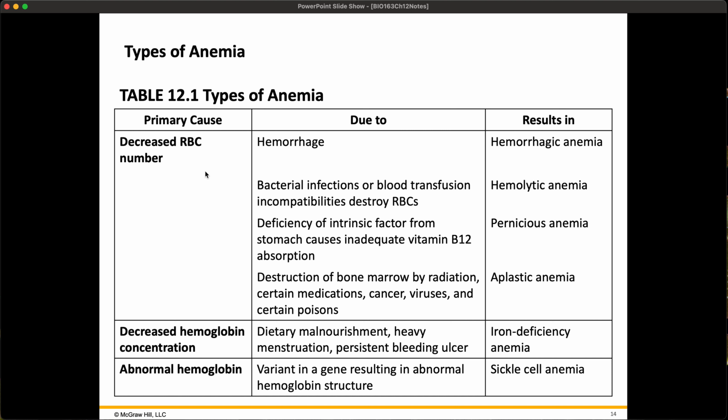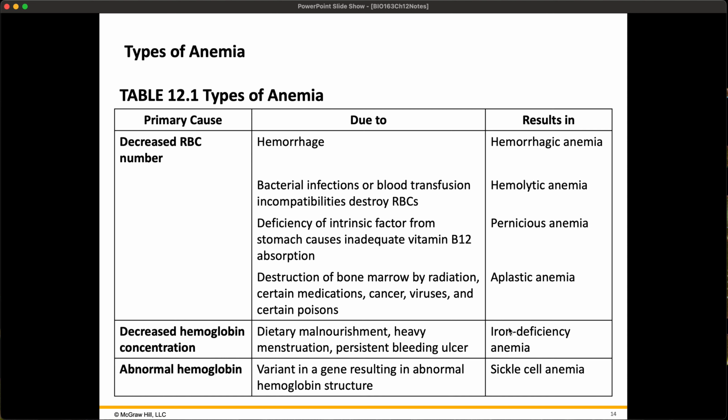Here again are the different types of anemia based on either decreased red blood cells, decreased hemoglobin concentration, or an abnormal hemoglobin that can't bind oxygen completely. The abnormal hemoglobin can result in sickle cell anemia, a genetic condition that can limit the number of hemoglobin molecules a red blood cell can have and how many oxygens can be bound there. It causes a kind of half moon shape, and that also causes the red blood cell to be sharp, and it can cut capillaries as it travels through capillary beds. So sickle cell anemia can be dangerous for multiple reasons.